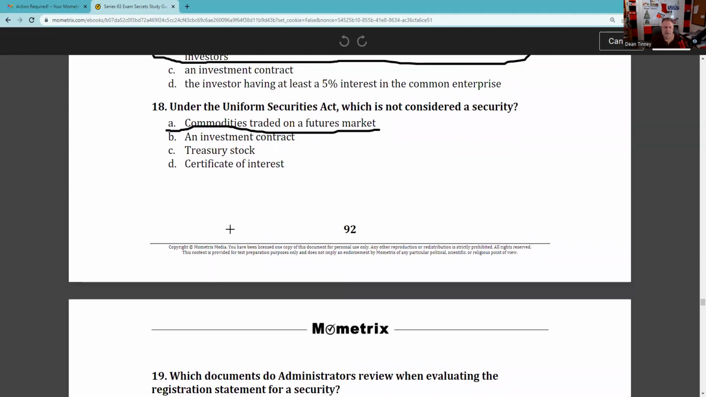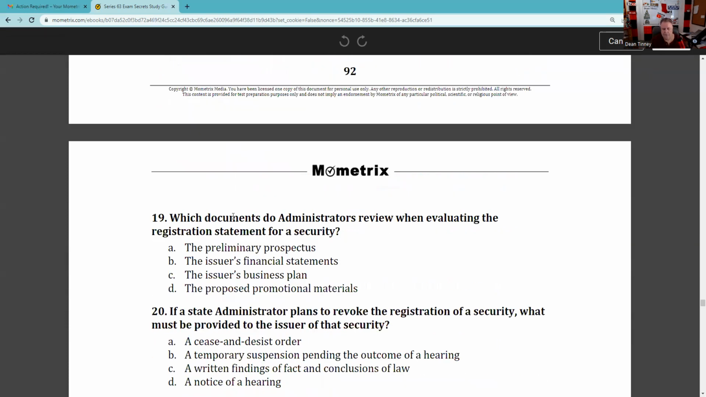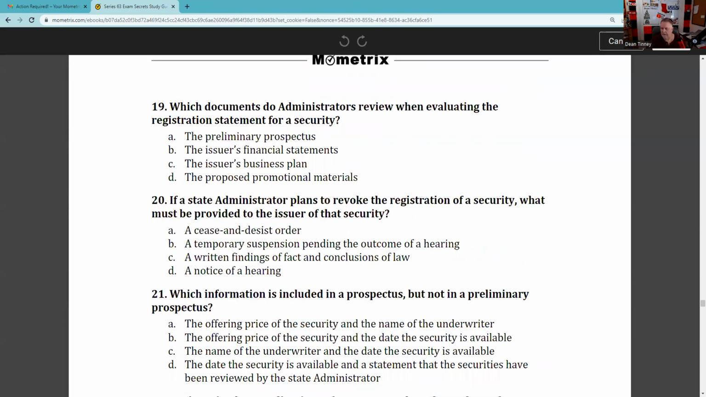Commodities, by the way, commodities trade on the futures market. Futures contracts are securities, just not for purposes of the Uniform Securities Act. So commodities certainly are not. Futures contracts are, but not for purposes of the Uniform Securities Act. 19.